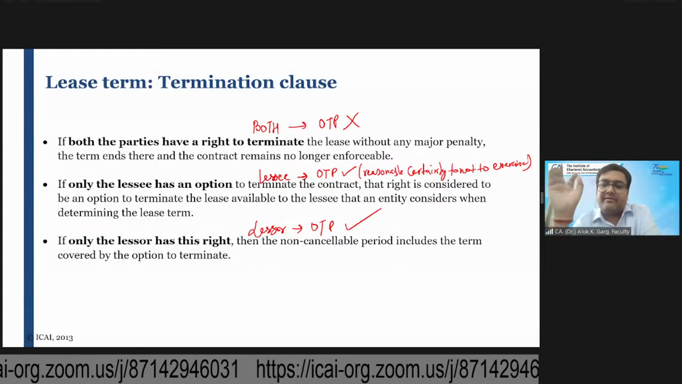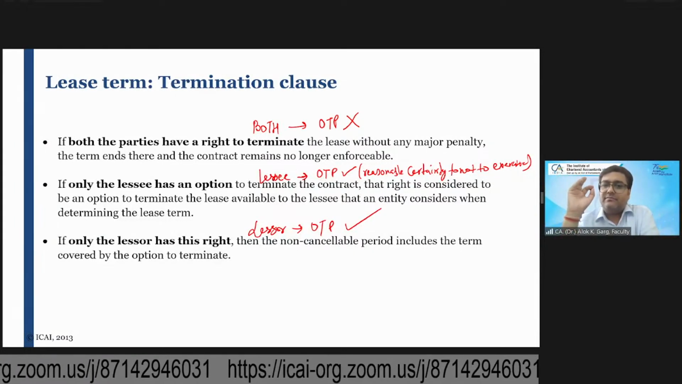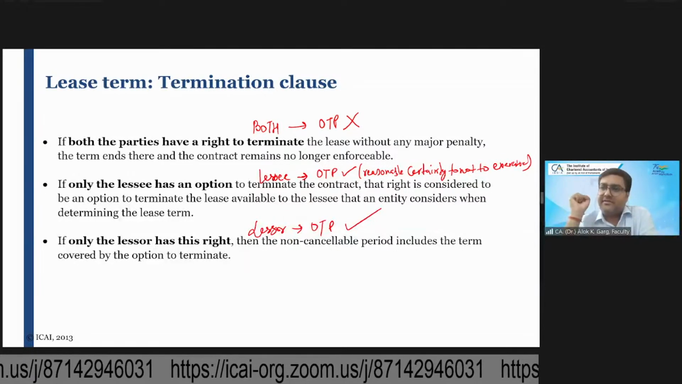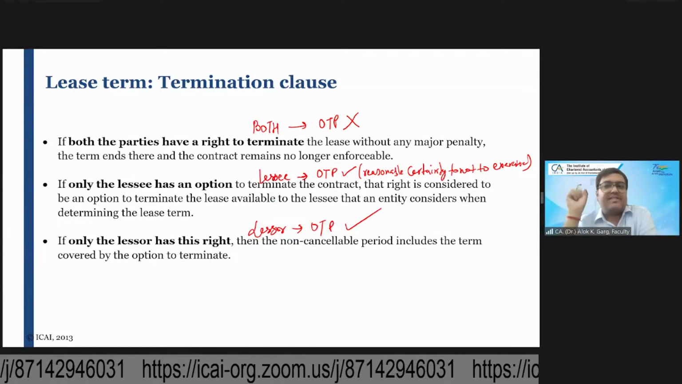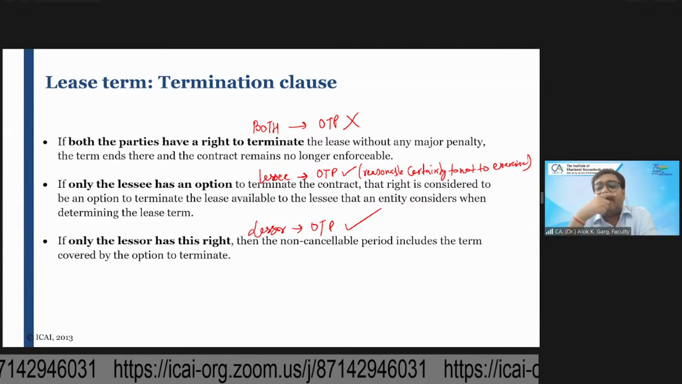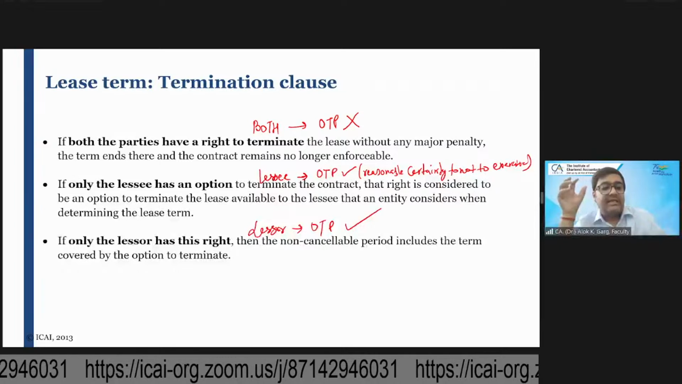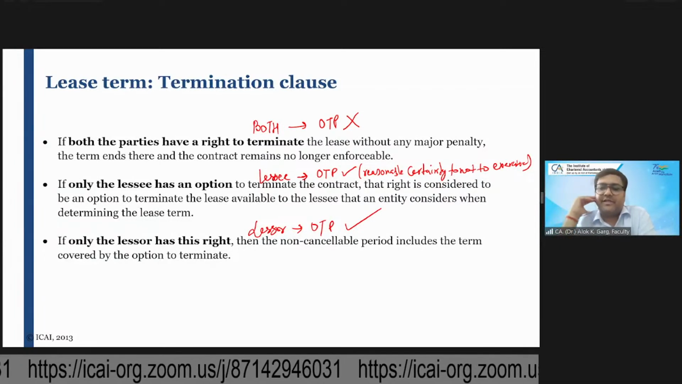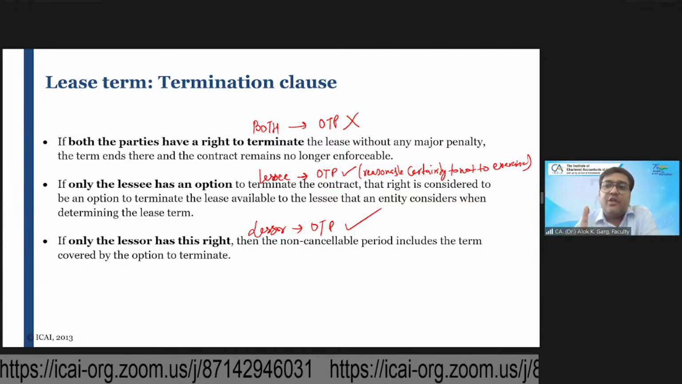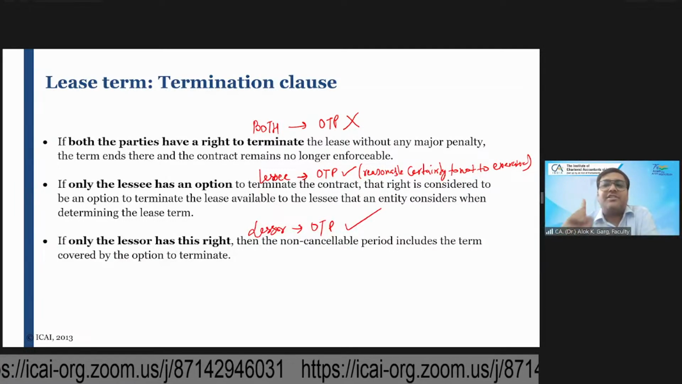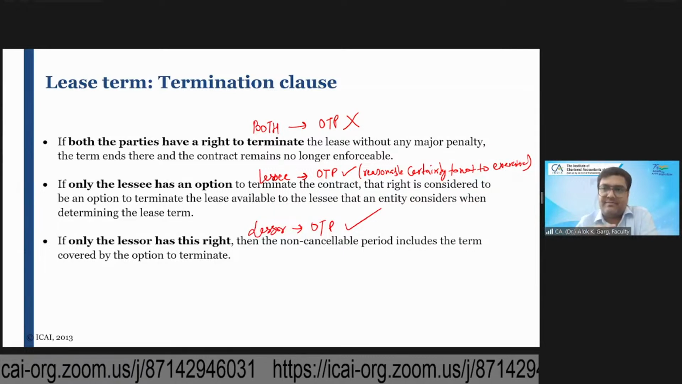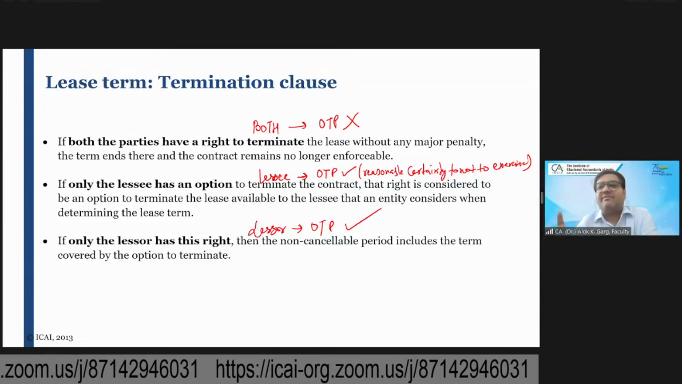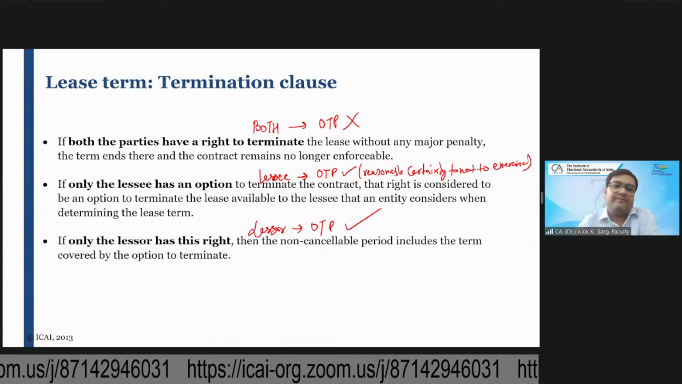So always remember, if the question talks about a lease contract for 10 years, the non-cancelable period for 6 years, and says that the lessee and lessor both have a right to terminate in the last 4 years, in that case, you are not required to consider optional termination period while computing the lease term. Okay. So in that case, my lease term will always be 6 years. Doesn't matter whether I have done a lot of leasehold improvement or not.